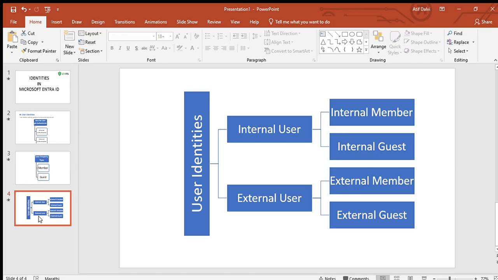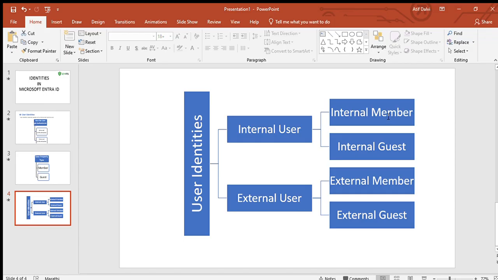The user authenticates internally via their organization Microsoft Entra ID account, and the user object created in the resource Microsoft Entra directory has a user type member.